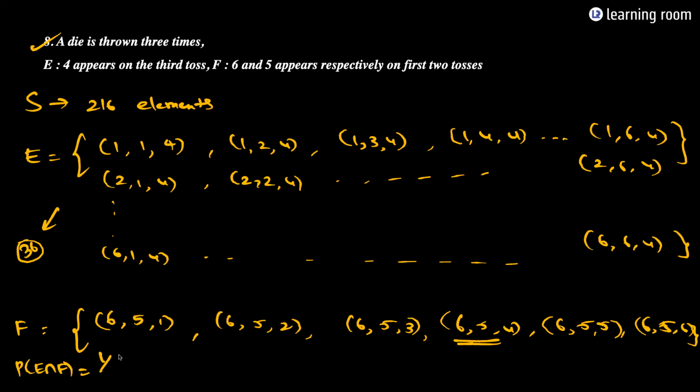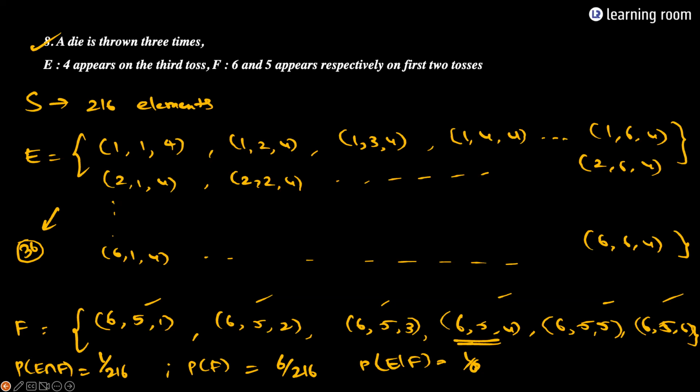So it is 1 out of how much? 1 out of 216. What is the probability of F? 1 2 3 4 5 6. It is 6 out of 216. So what is the probability of E given F? It will be 1 out of 6. Am I right? So check the answer once. Is it 1/6? Yes, sir. Okay.